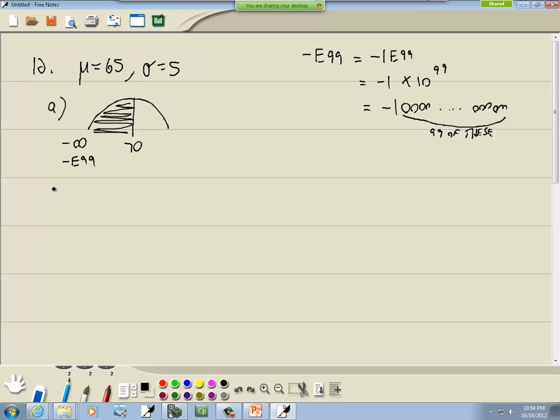So put this in the calculator. Very easy. You do your normal CDF, and you do your lower bound. That's for your shaded region. That's the value on the left. So that's negative E99, and then your upper bound, which is the one on the right, and then your mean, and then your standard deviation.